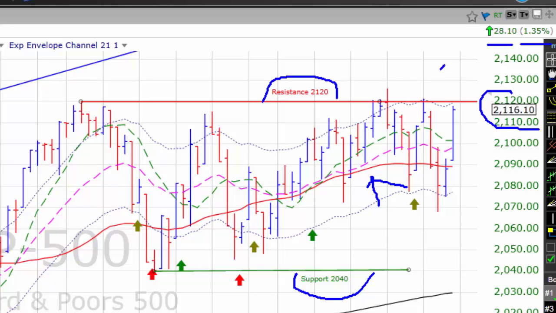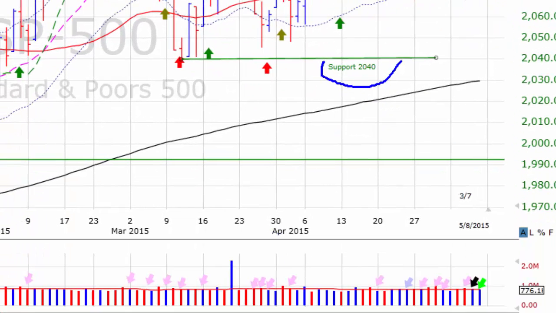S&P pulled right back to resistance. We'll see if this week we can break through that resistance area and move on to new highs. The S&P, by virtue of the big move that it made yesterday, has gone to an aggressive buy signal on our 1 to 6 month timing model.